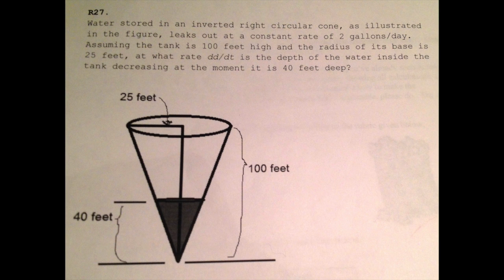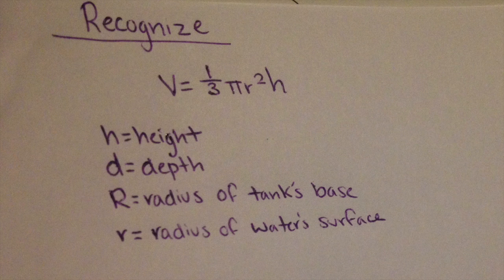Take a moment to pause the video and read over the problem. After reading the problem, we recognize that the volume of a right circular cone is described by the formula V equals 1 over 3 pi r squared h.